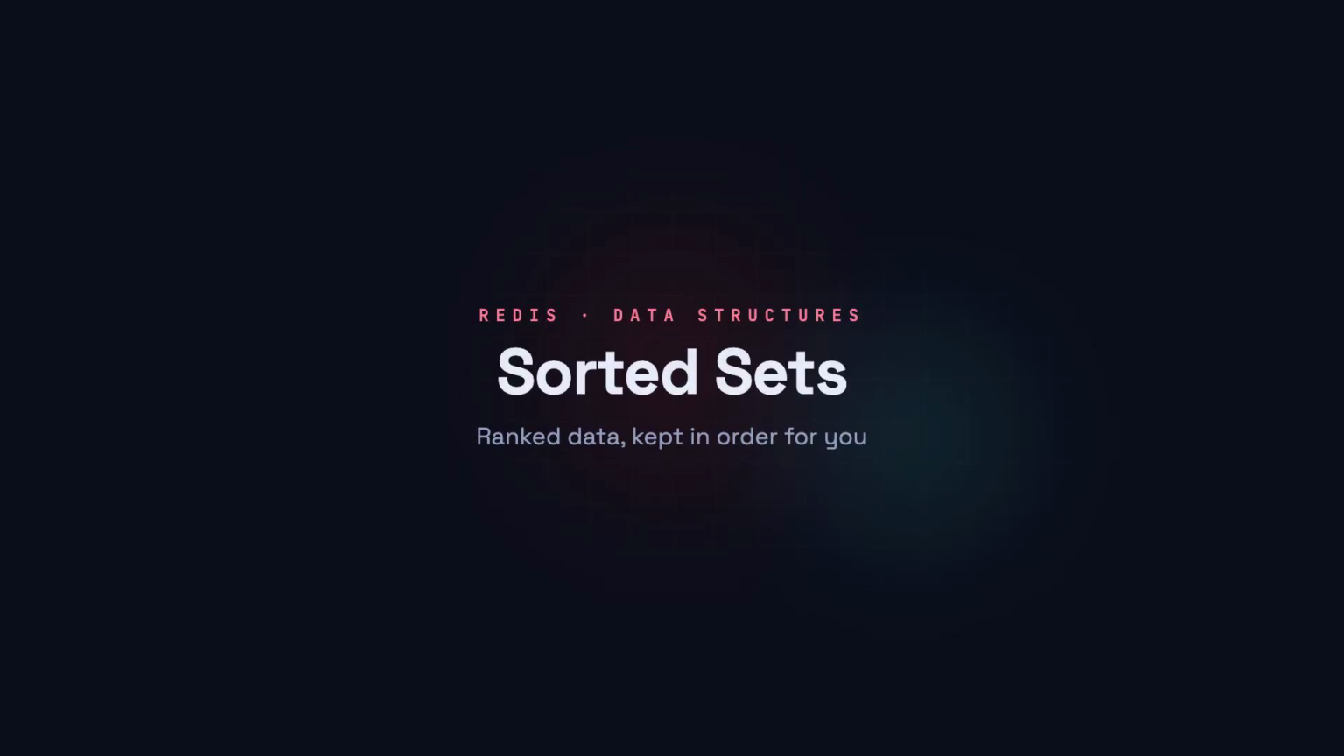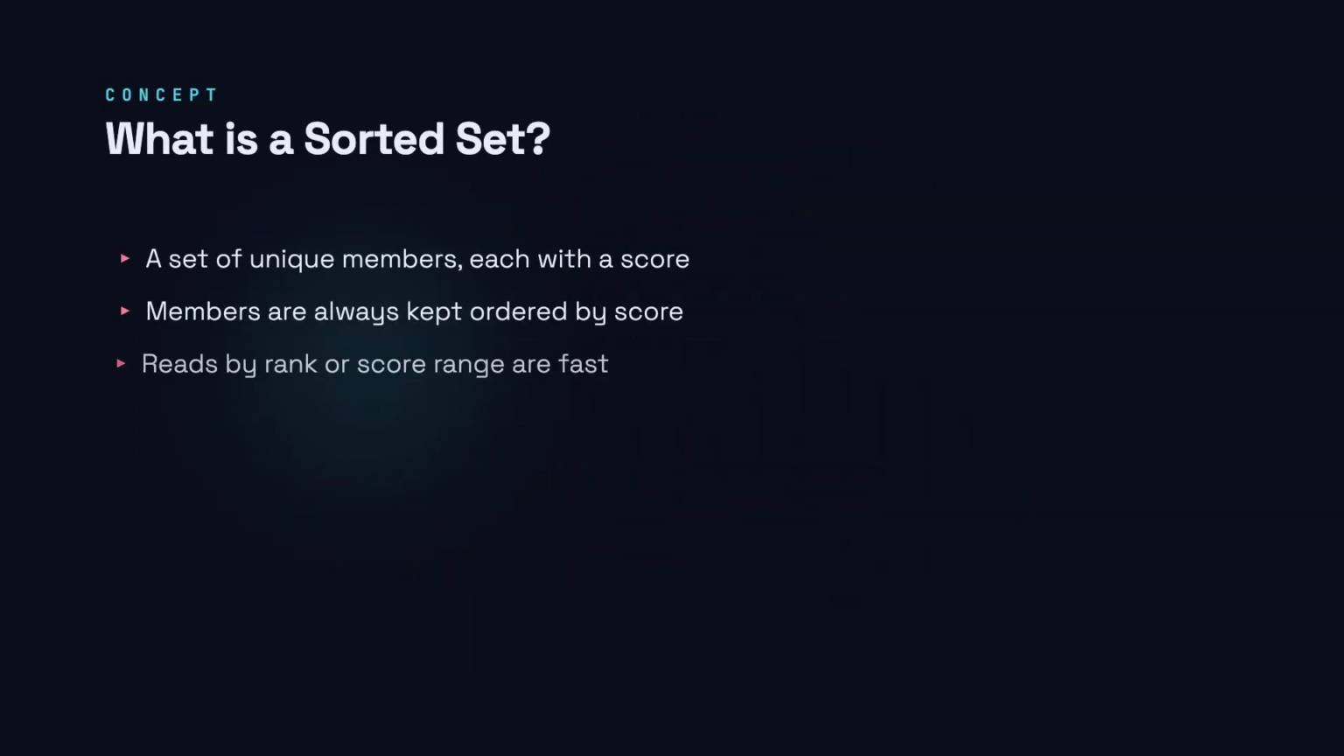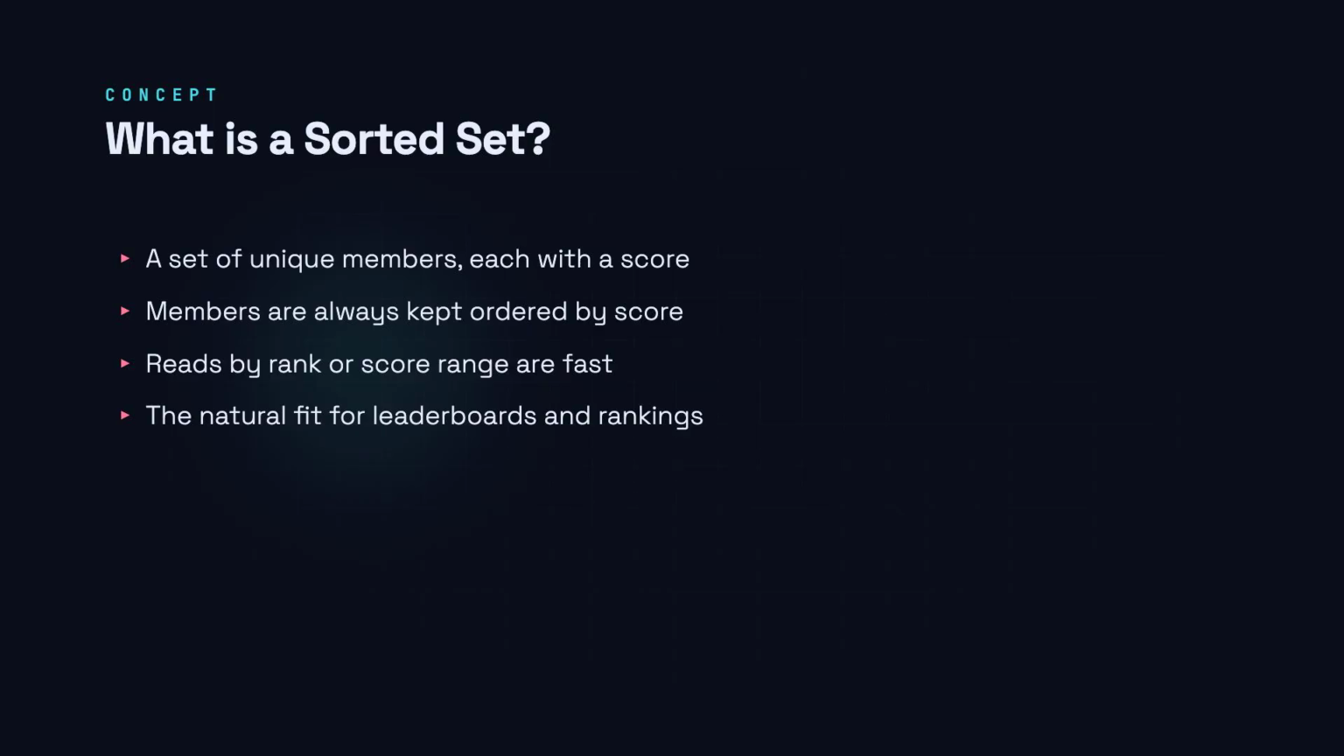Let's look at one of Redis's most powerful types, the sorted set. It's the key to fast leaderboards, priority queues, and ranked data. A sorted set holds unique members, and each member carries a numeric score. Redis keeps the members ordered by that score at all times, so reading the top entries or a score range is fast. It's the obvious choice for leaderboards.